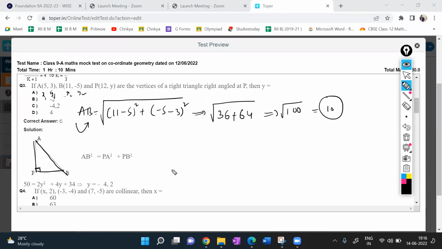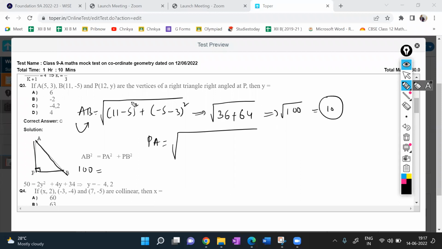Yes, sir. All right. So we need AB square. AB value is 10, so I got AB square as 100. Correct? Now PA square. The P value is given, the A value is given. PA is nothing but what?